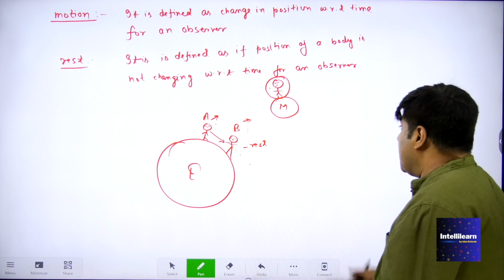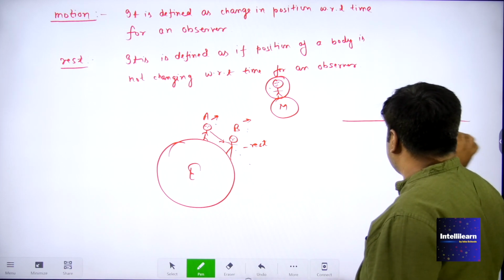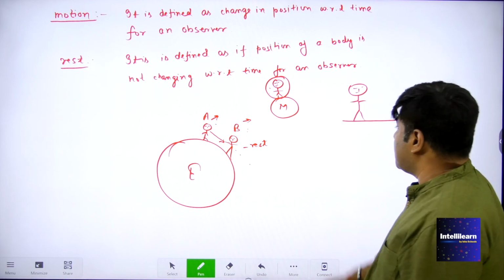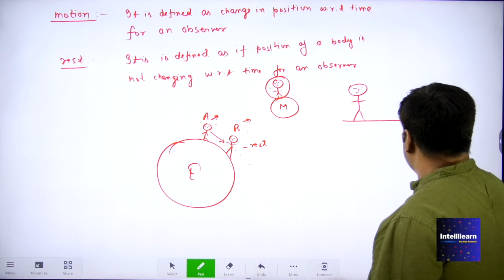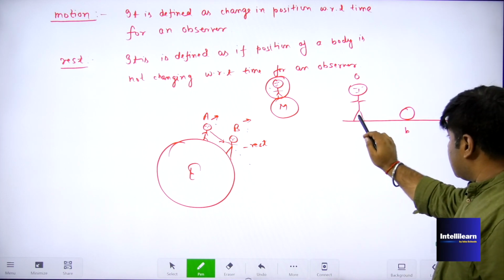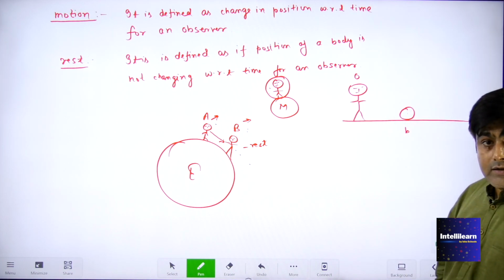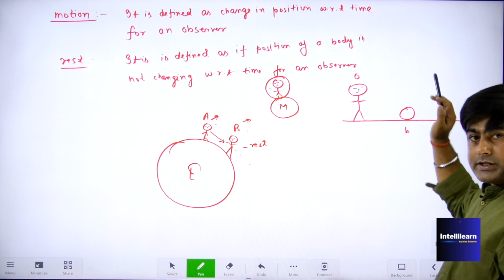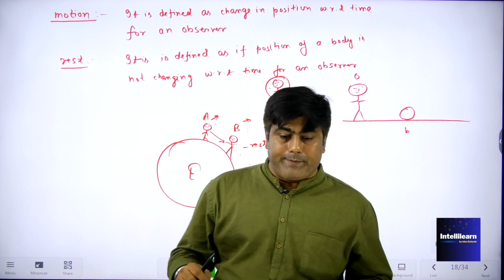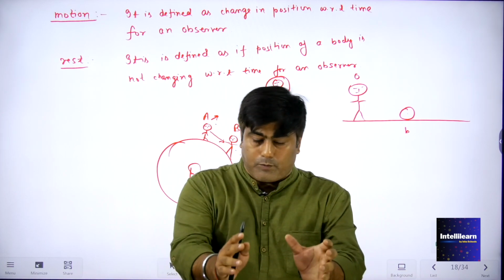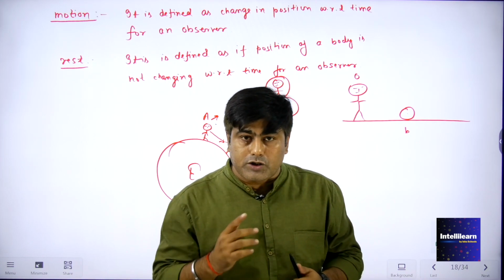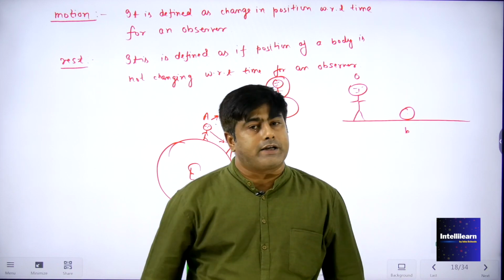Now, suppose we assume there is a stationary observer, always a stationary observer, and there is an object. This is an observer and this is a body. For this observer, this body's position is not changing, so this body is at rest. Now suppose you are standing on a ground, and there is a football in front of you. The football is at rest. You are looking at the football. The positions of both bodies are not changing, so for you the football is at rest.